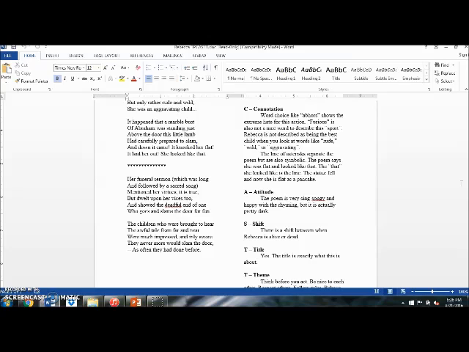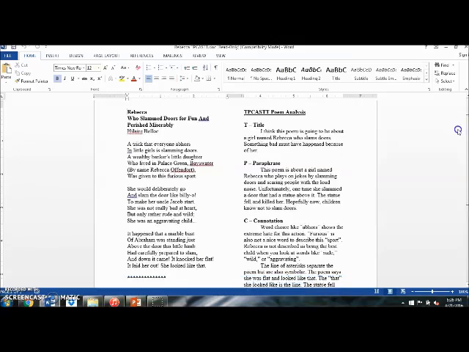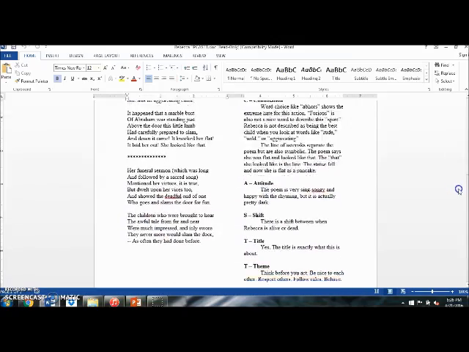Attitude. The poem is very sing-songy and happy with the rhyming, but it's actually pretty dark. Shift. There is a shift between when Rebecca is alive or dead. Title. When we go back, we learn that yes, this title is exactly everything we thought it would be. Rebecca who slammed doors for fun and perished miserably.